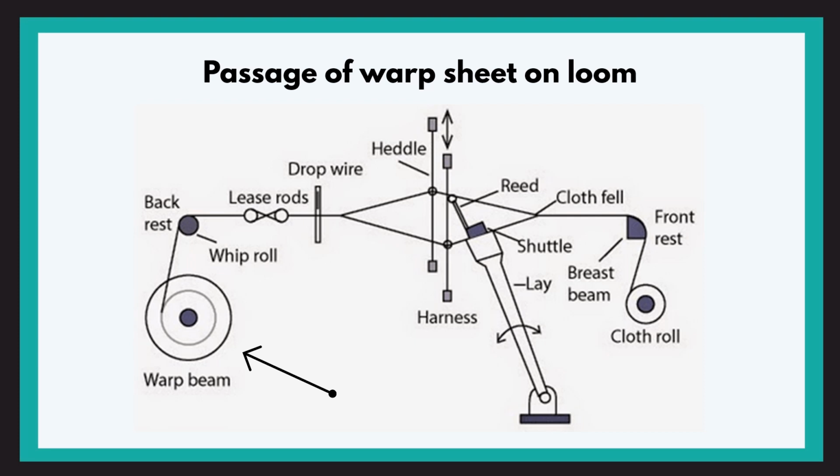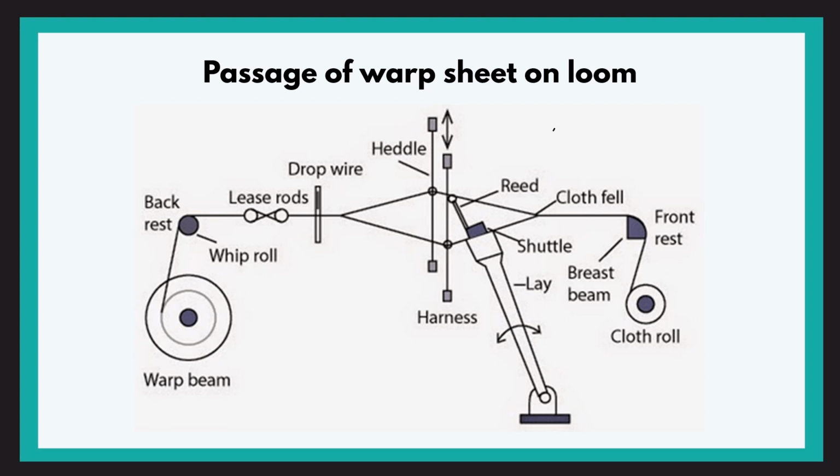The warp then leaves the beam and it passes over the backrest. This backrest is placed just above the weaver's beam and it guides and supports the warp yarns. It then passes through the lease rods, which separate the warp sheet into two layers. Next, the yarn passes through a metal device called the drop wires. This device detects any faults or breaks in the warp yarns. The warp then passes through the heald shafts, which control the movement of the warp ends.